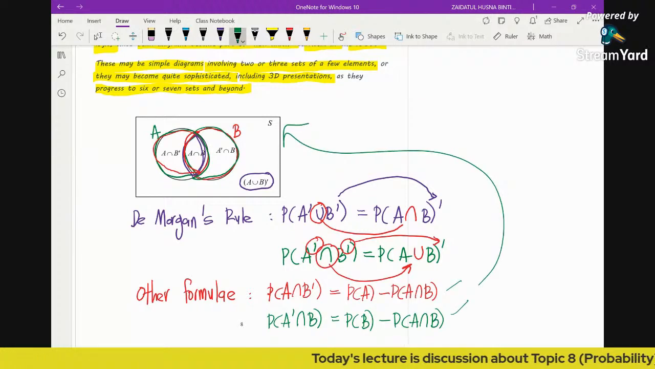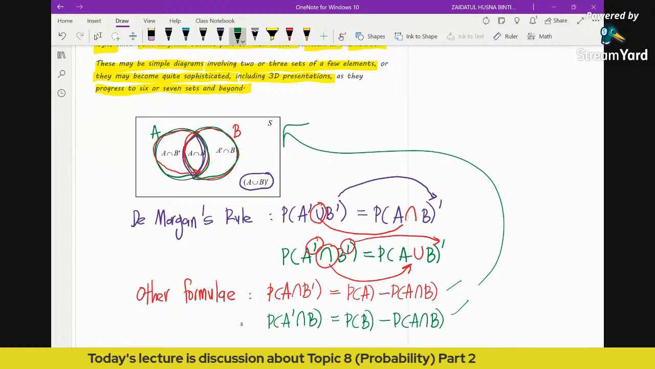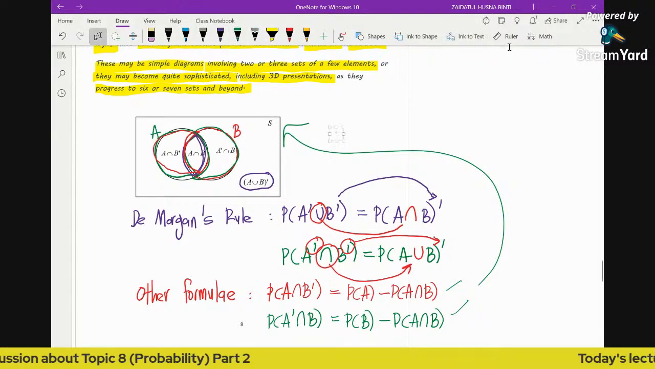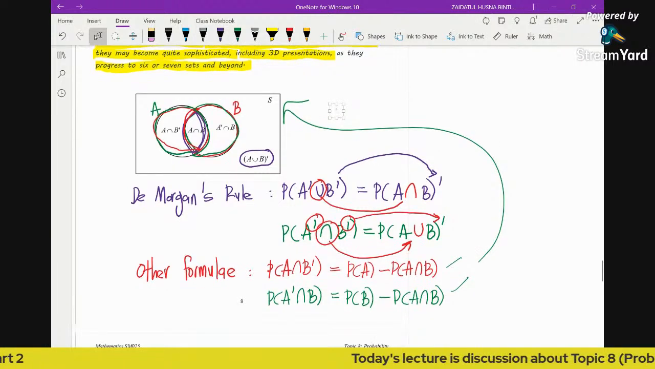So actually, the Venn diagram helps a lot, but it depends on the question that we have. Sometimes a tree diagram will be helpful, sometimes a contingency table is better to be used, and sometimes a Venn diagram. Okay, so now let's see here.